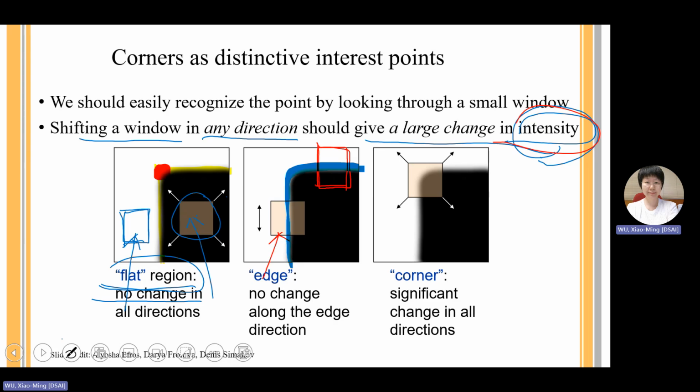But what if we move the window not along the edge direction? What if we move the window along the direction that is perpendicular to the edge direction? What if we move the window horizontally? Is there a change in image content? The image will look very different if we move the window along this direction or this direction, right?